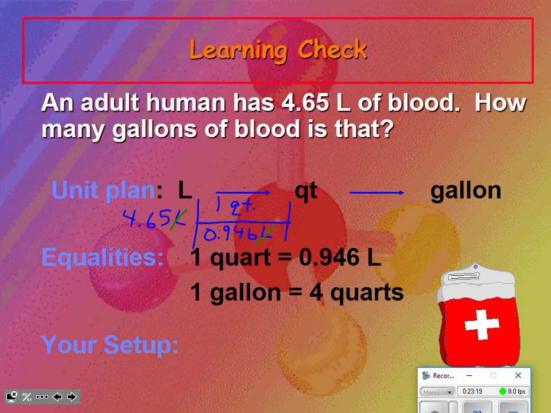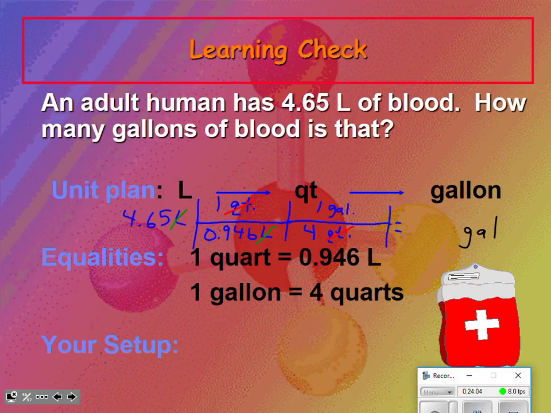I don't want quarts, though. I want gallons. So I have to continue on my conversion box. I want quarts to cancel. I know that I have 4 quarts in 1 gallon. My quarts then cancel, leaving me with the label of gallons. Now I just have to work my math. This one's a little bit different because I have it in the denominator.